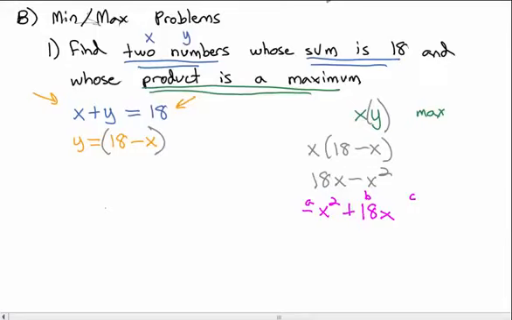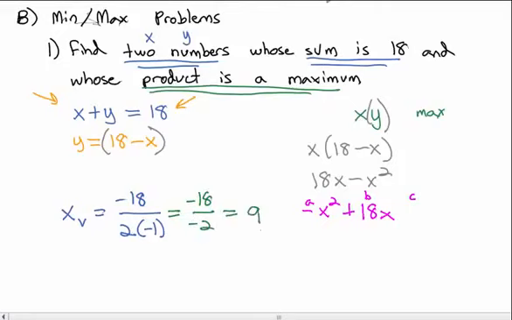Notice this question is asking us to find two numbers whose product is a maximum. This is asking us to find when that maximum occurs. It's not asking us what is that maximum product. It just wants to know the pieces that make it a maximum. So here we're just looking for the x-coordinate of the vertex, which is the opposite of b, negative 18, over 2a, which is negative 1, or negative 18 over negative 2, which is positive 9. X is equal to a positive 9.